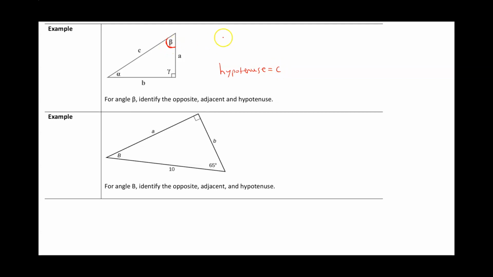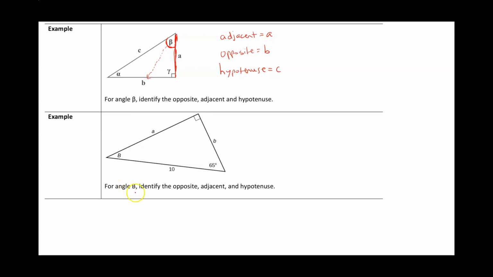Now, for beta, the adjacent side might also be easy because look at angle beta and think about what side is connected to angle beta. Two sides are connected to it, C and A. But C is the hypotenuse, so that can't be the adjacent side. So the adjacent side is the one connected to it, which is side A. Which means the only remaining side is the opposite side, and the opposite side is the one across from angle beta, and that's going to be side B.